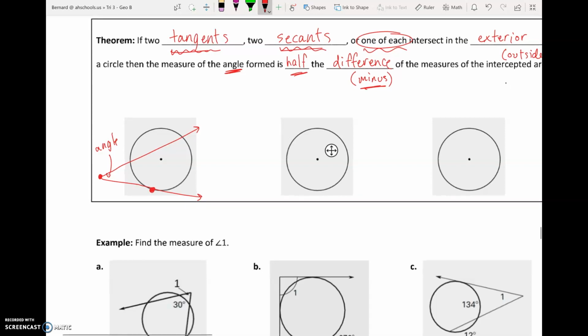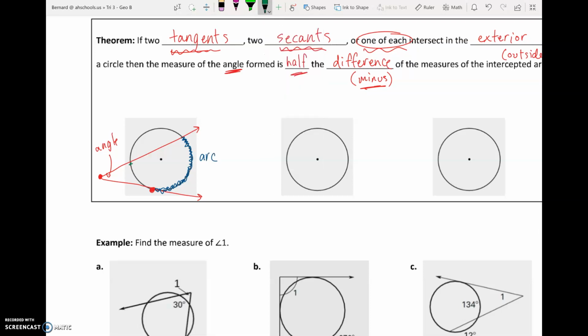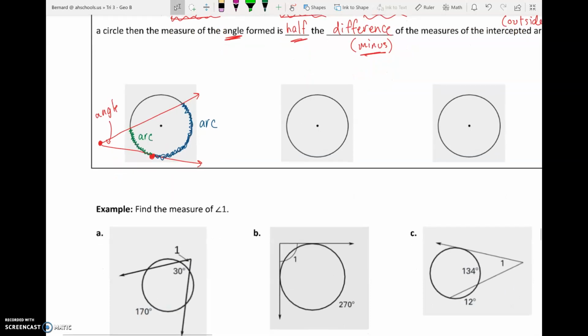Now here's our two arcs. The farthest arc away is this. This is in between our two sides of our angle, and so that's one of our arcs. This is an arc. The other one is closer to our angle, but still in between our two sides. So that's our other arc. And so out of all three of these diagrams, the equation is angle equals, and this time it's arc minus arc divided by 2.